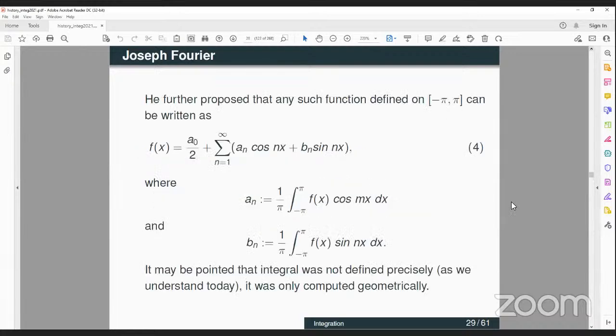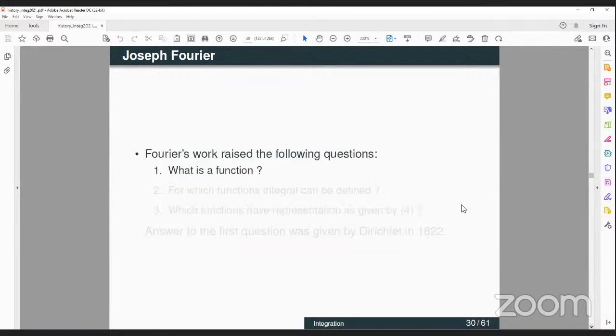Because if you can define this a_n and b_n for what kind of functions you can define, then you can analyze this problem for that kind of functions. So the concept of integral got tied up with the problem of finding solutions for such kind of problems.